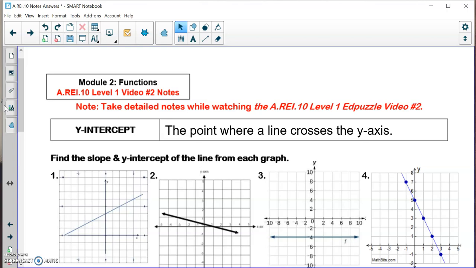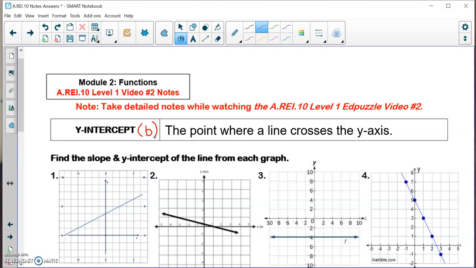A y-intercept is where your line is going to cross the y-axis. So it's the point that the line crosses the y-axis. We use the variable b to represent y-intercept. All right, so if you see b, that means y-intercept.